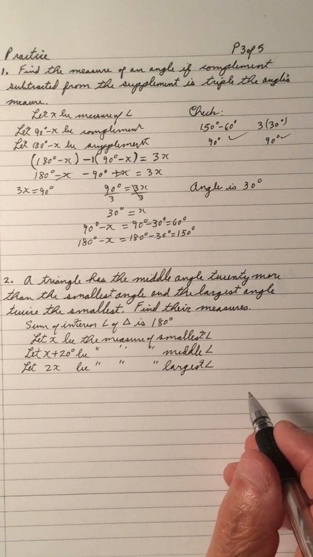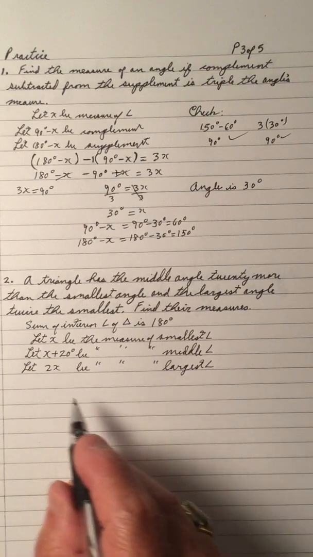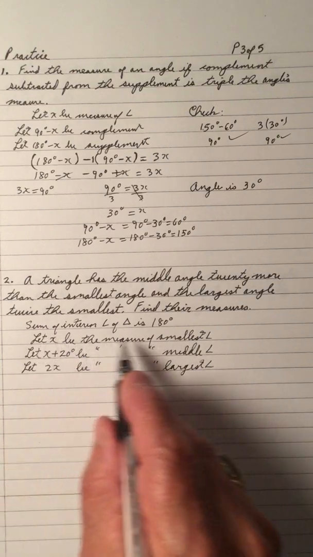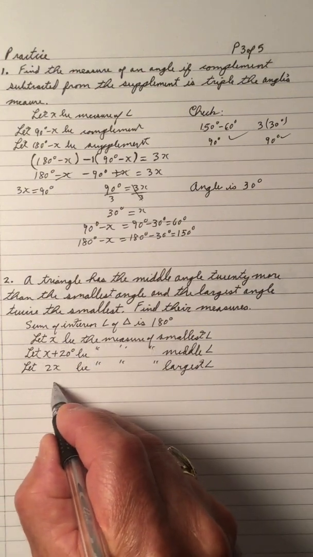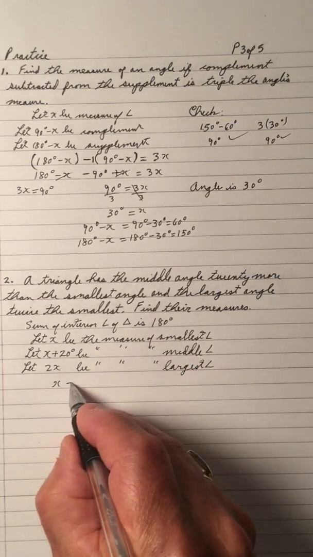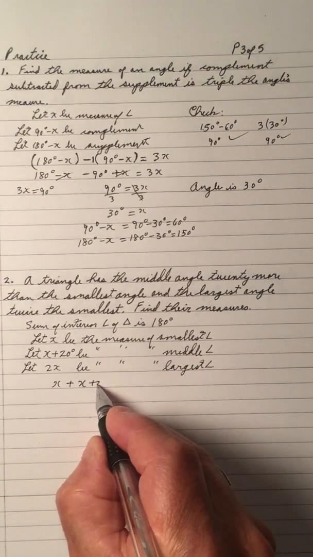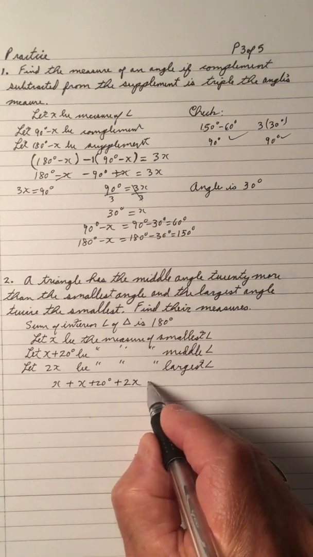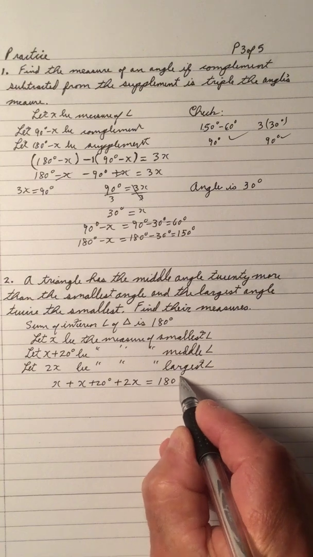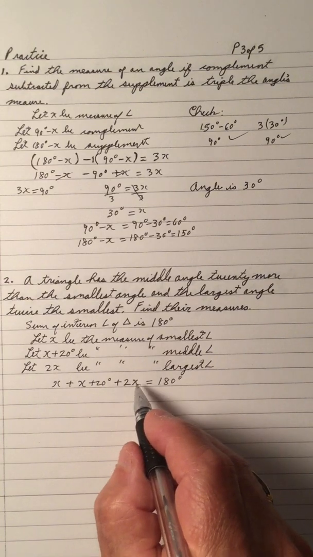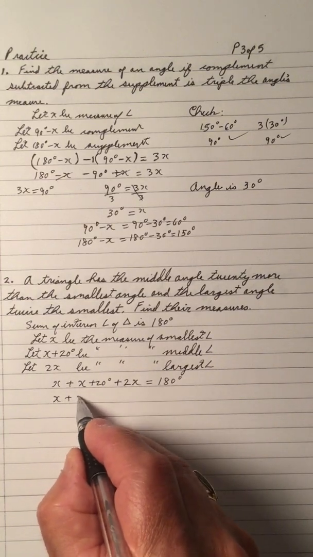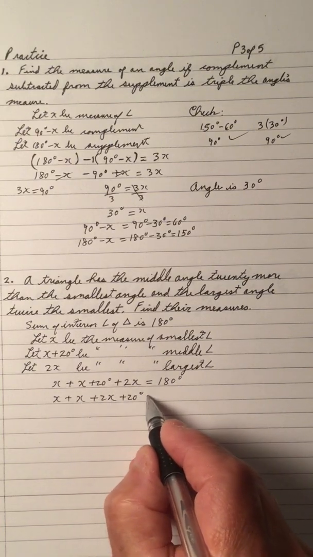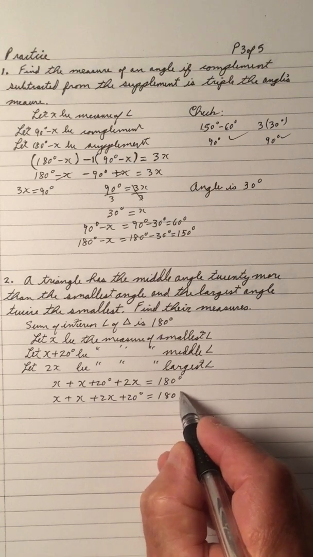Okay. That means that we have all the expressions written down, but we know that the sum of the angles is 180. So let's take the smallest angle, add on the middle angle, which is x plus 20, add on the largest angle, which is 2x, and that's going to add up to 180 degrees. We simplify each side first. So let's simplify the left side because the right side is already done.